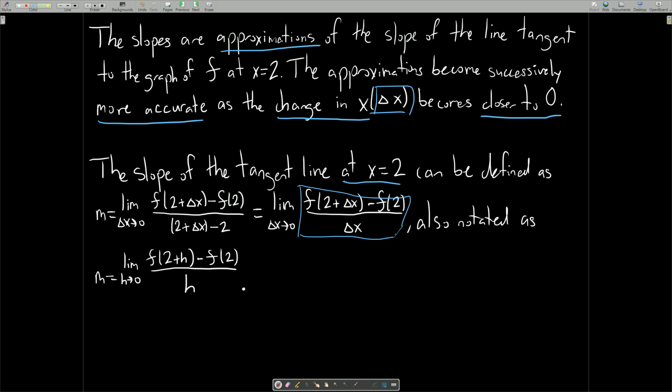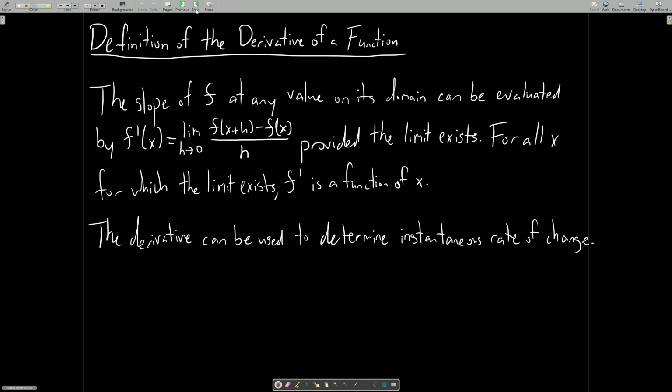But because delta x is a lot to write sometimes, we usually just use h instead of delta x. So you find it as the limit as h approaches 0 of f of 2 plus h minus f of 2 over h. And that brings us to the definition of the derivative. And keep in mind the derivative is just the slope. That's what a derivative is.